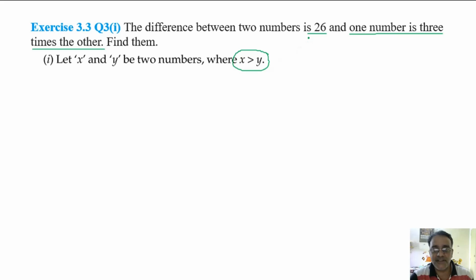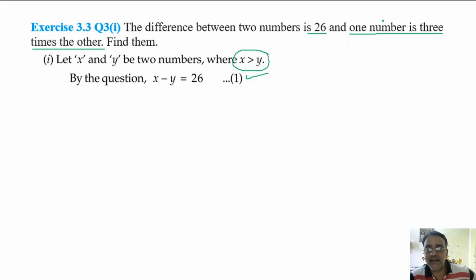So what is the first equation? Difference is 26. X minus y is equals to 26. Let it be equation number 1. And the second one is the greater number is 3 times the smaller number. So x is equals to 3y.